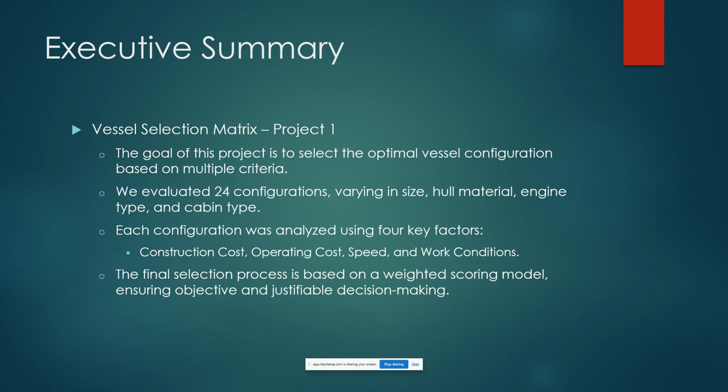To ensure a structured selection process, we developed a vessel selection matrix that systematically evaluated all 24 possible configurations based on the four key factors: construction cost, operating cost, speed, and working conditions. The following matrix ensures an objective data driven decision, allowing us to compare trade offs between cost effectiveness, operational efficiency, and environmental suitability. The final vessel selection will be based on weighted scoring, constraint evaluations, and group input to determine the best option for the project's needs.